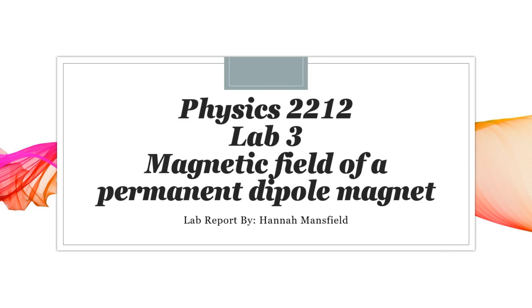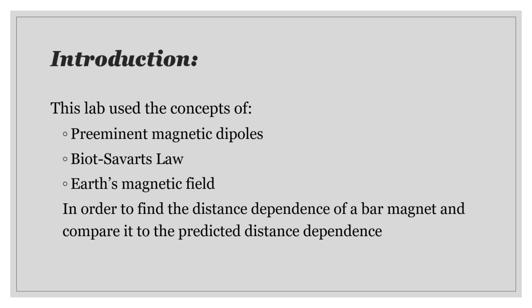This is my Physics 2212, Lab 3, Magnetic Field of a Permanent Dipole Magnet. So this lab uses the concepts of permanent magnetic dipoles, Biot-Savart's law, and Earth's magnetic field in order to find the distance dependence of a bar magnet compared to the predicted distance dependence.